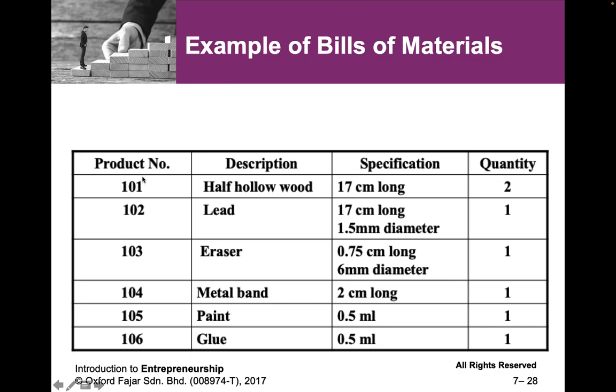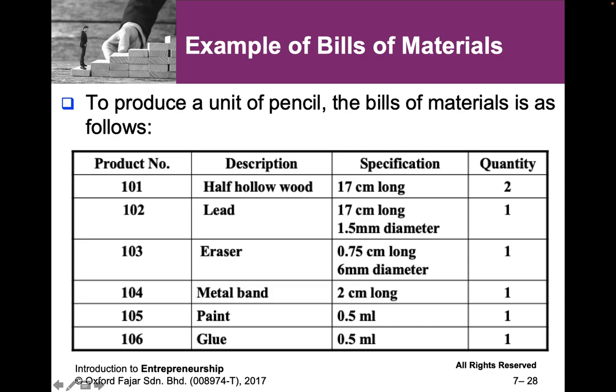For example, here we have product number, the description, the specification and the quantity. This is the quantity in order to produce 1 unit of product. So to produce a unit of pencil, the bill of material is as follows.